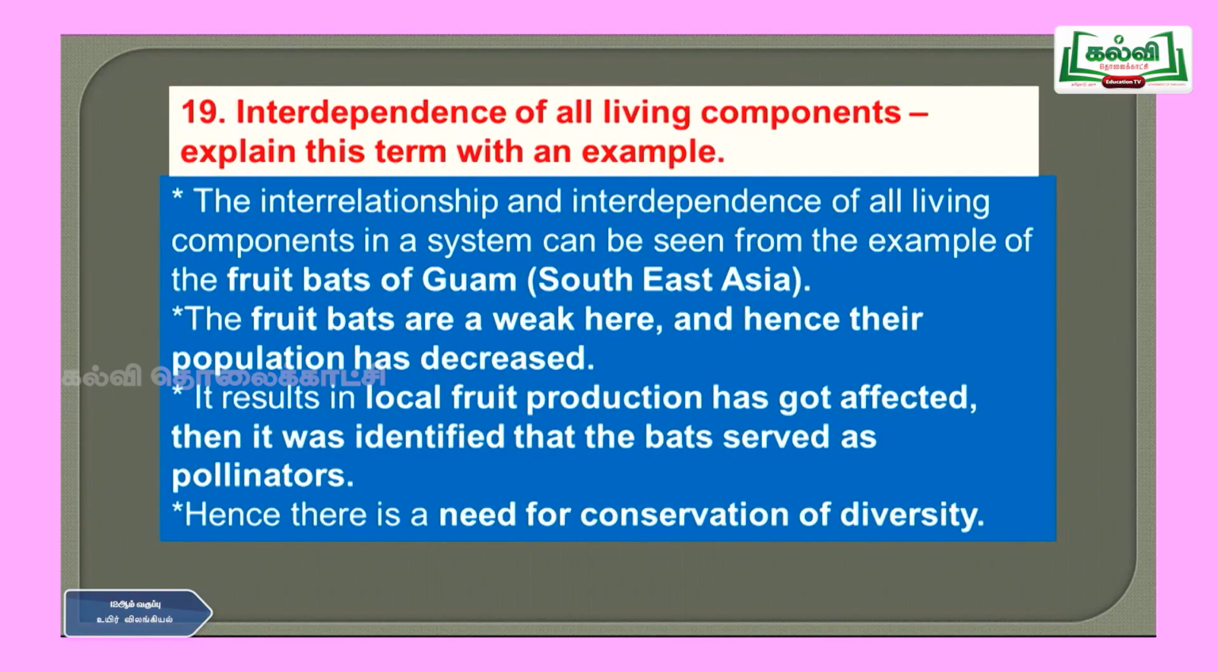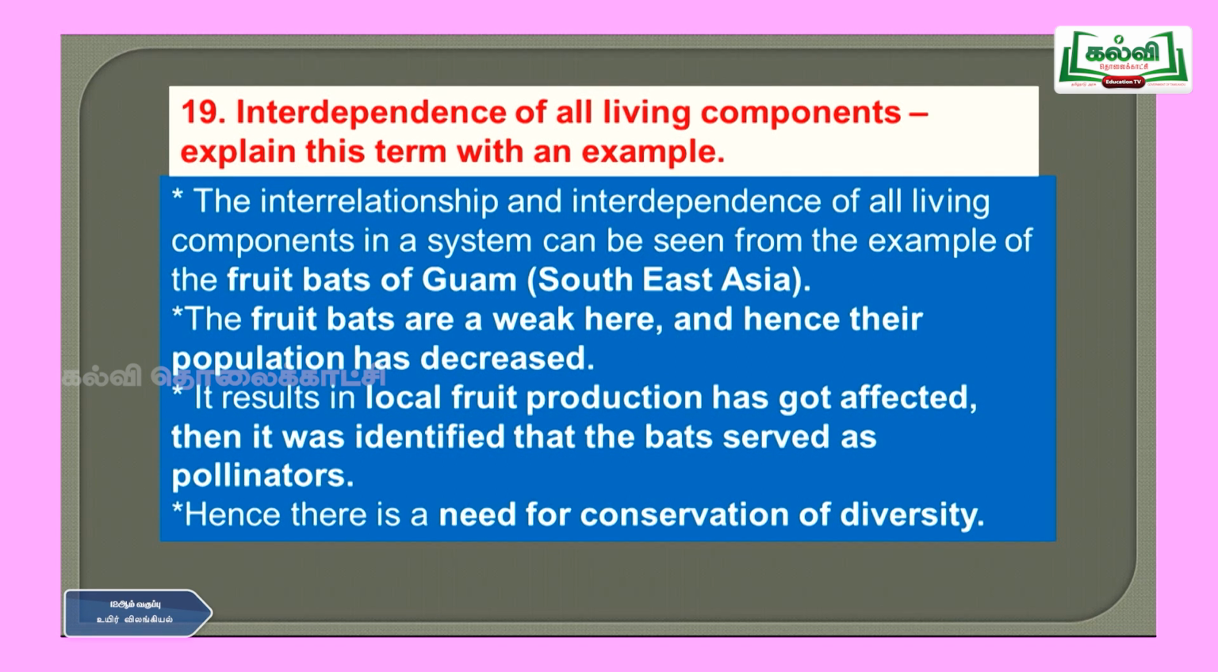So plants cannot move from one place to another. So that is the reason they have to adapt themselves to the changing environment. But animals can move. So that is the reason you can see different diversity in the animals rather than plants. Then question number 19. Interdependence of all living components. Explain this term with an example.